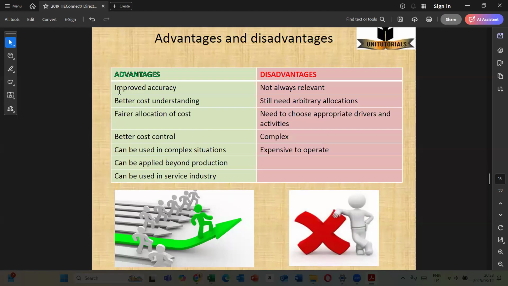Advantages of ABC: improved accuracy, better cost understanding, fair allocation of cost, better cost control, can be used in complex situations, can be applied beyond production, and can be used in the service industry. Disadvantages: not always relevant. We still need arbitrary allocations, as we did there. We need to choose appropriate drivers and activities, which can be subjective. It's complex and expensive to operate.